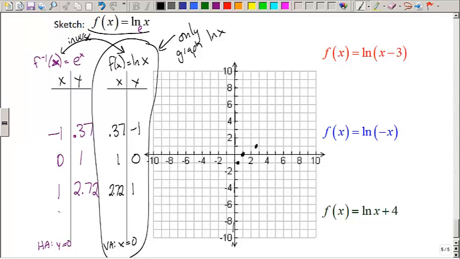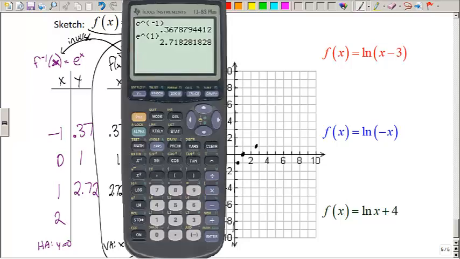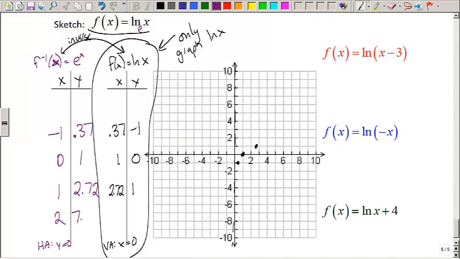I'm going to go ahead and get one more point here. e to the 2 is 7.39, just so I have a little bit better graph: 7.39, 2. Now I use these points to sketch my graph. Don't forget to get close to your asymptote.